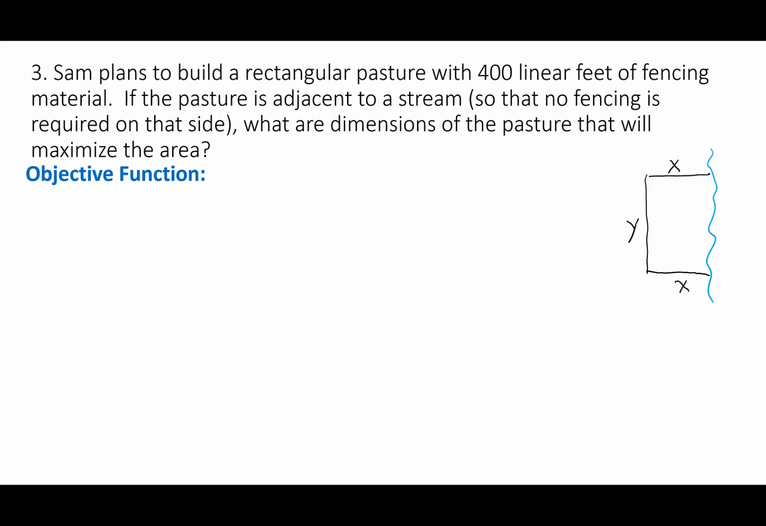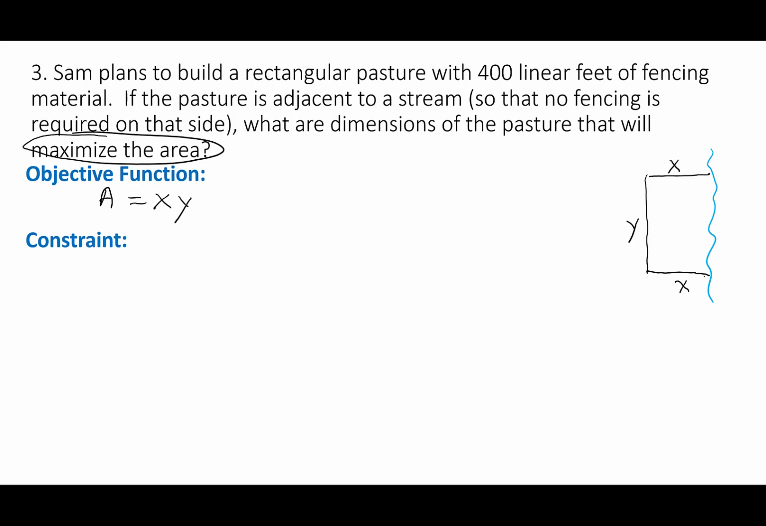And the next thing I want to look for is an objective function. Well, what is my objective? My objective is to maximize the area. So my objective function is going to be A equals something. Any rectangle we should be able to find the area from by taking the length times the width. So here we can just say our objective function is area equals x times y.